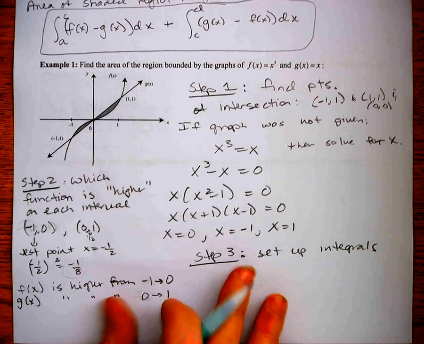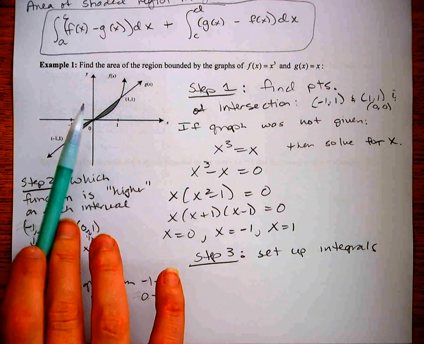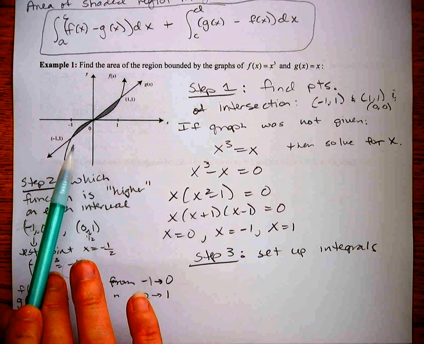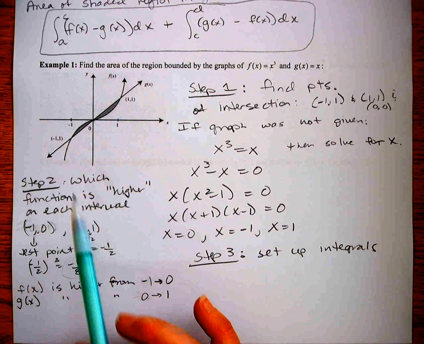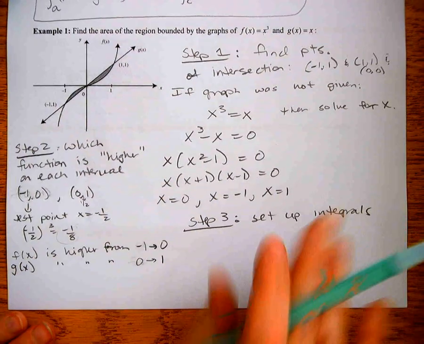And let me emphasize again, the reason I did all this work here is just to show you how you would do this if there was no graph. If there is a graph, you simply look at the graph and go, oh, f of x is higher here, whereas g of x is higher here. So if you're given a graph, use it. Don't waste your time doing all this work. This is just what I would do if I had no graph. Okay, so we're going to set up the integrals.